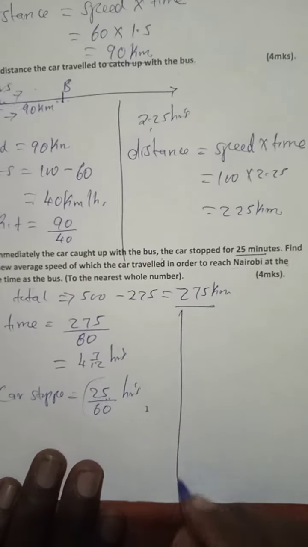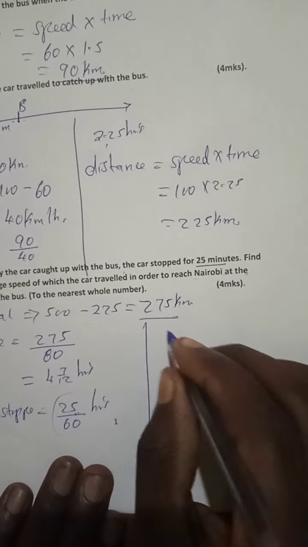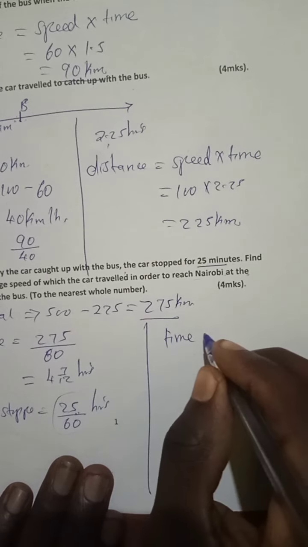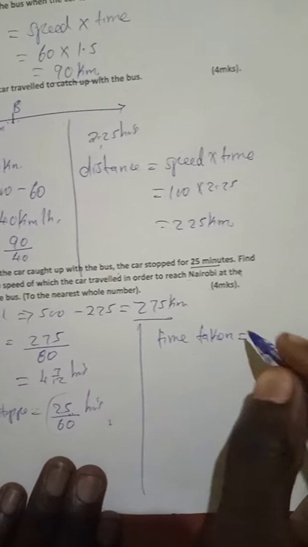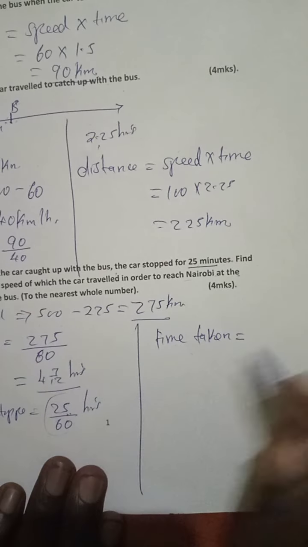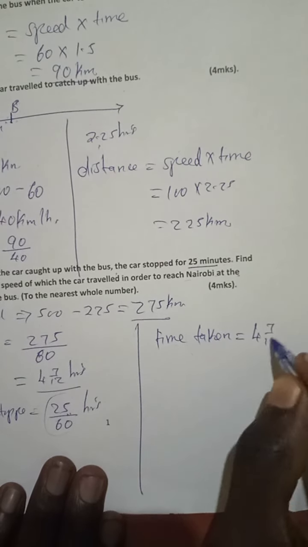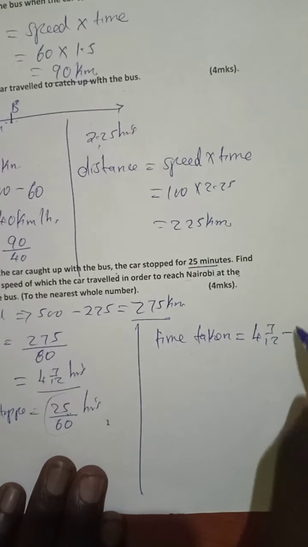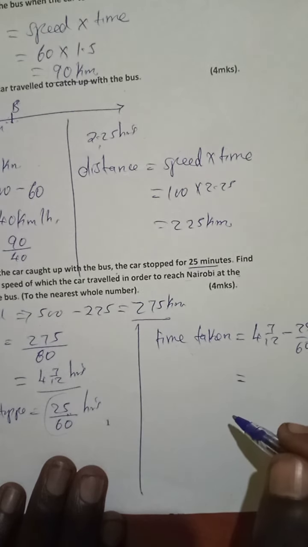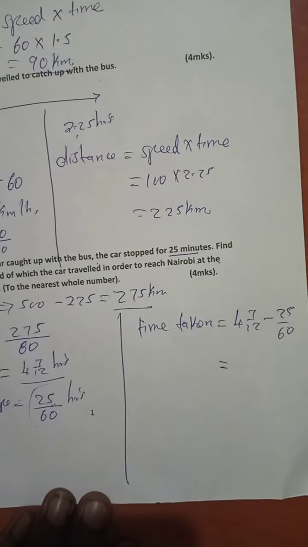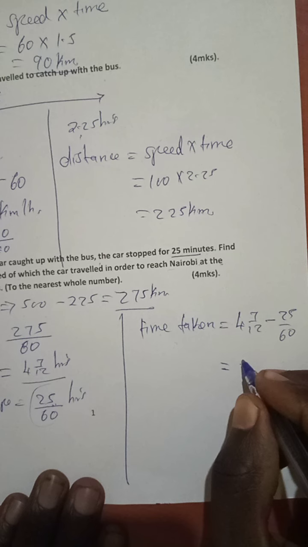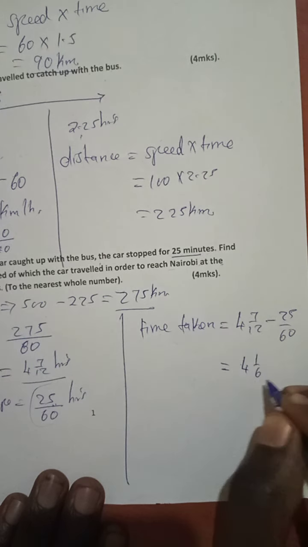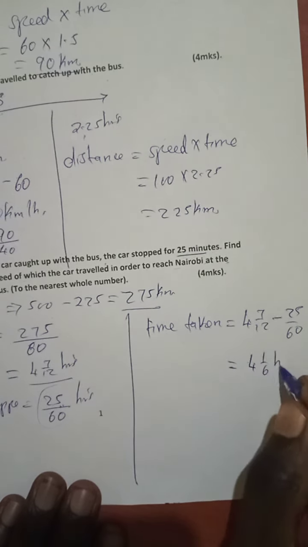So the car is now supposed to move at a faster rate to cover these 25 minutes wasted. So you now say that the time taken by the car is equal to the time taken by the bus, that is 4 7/12, minus the time wasted, that is 25/60. That leaves us with an answer of 4 hours 1/6.